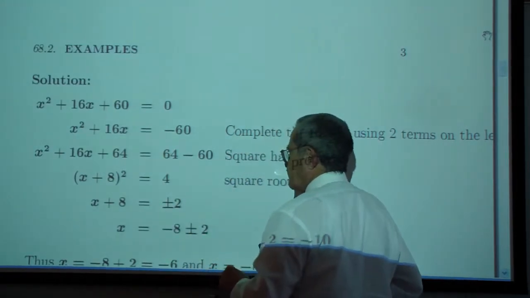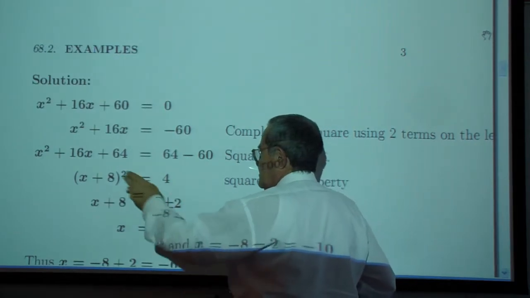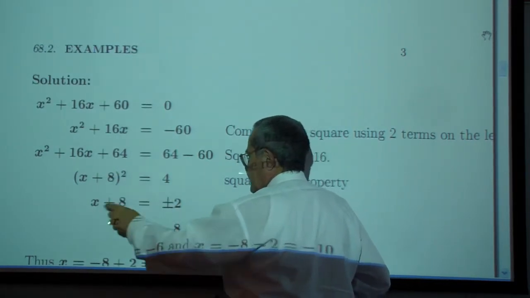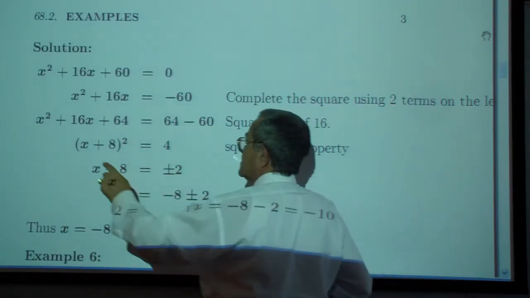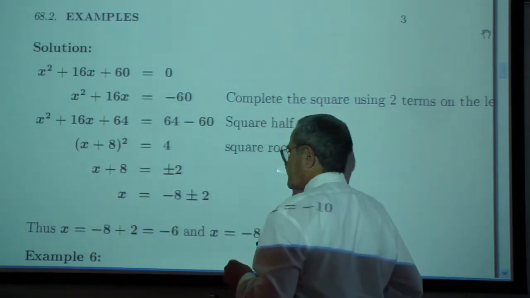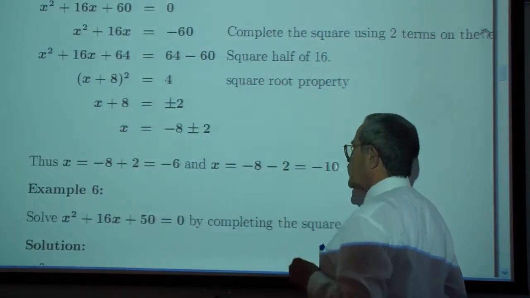On the right you have 4. You have a square equals a quantity. Take the square root of both sides. X plus 8 is plus or minus 2. Again, let me emphasize this was 1 times x squared. And your solution is negative 8 plus 2 or negative 8 minus 2.